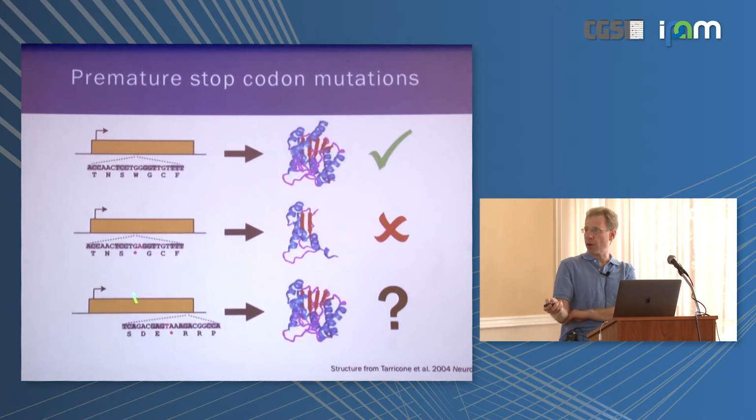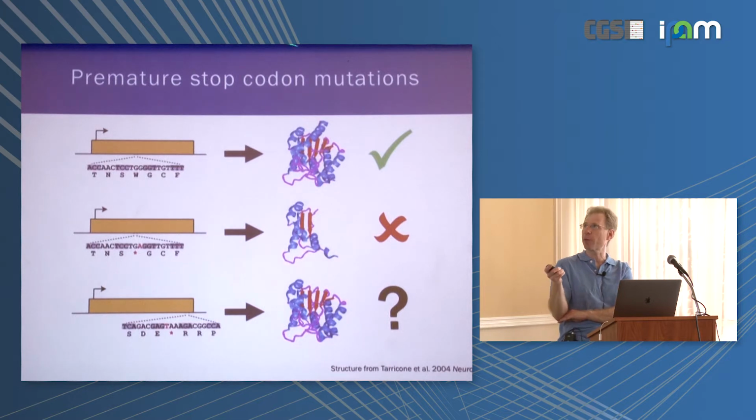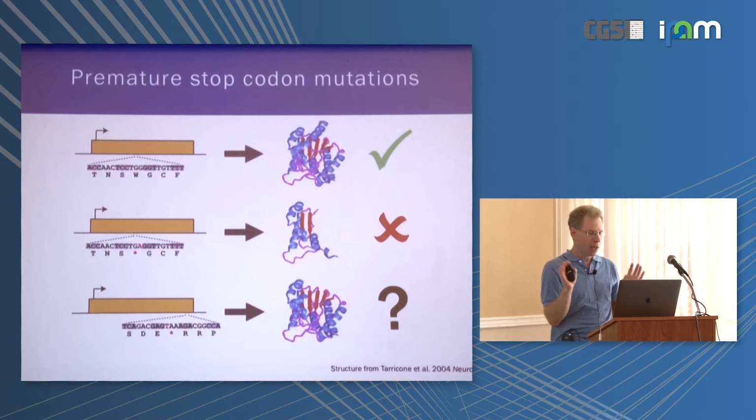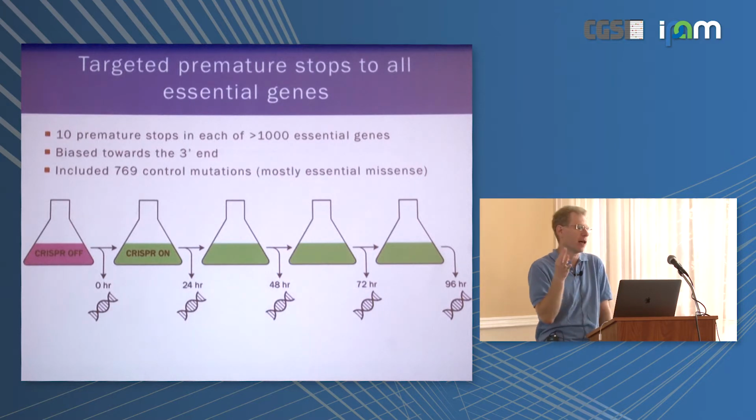But it is more of an open question what happens when you truncate a smaller chunk. Depending on what you cut off and how much, the protein might still work. So the interpretation of these types of mutations, even though everybody thinks of them as loss of function, is not so straightforward. So what we did was we targeted premature stops to all genes that are annotated as essential for cell growth and survival in yeast. There are about 1,000 of these essential genes. So we wanted to figure out, first of all, does this all work? Are they actually essential? And are there parts of them that are dispensable?